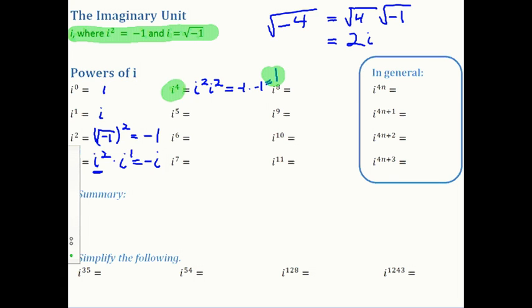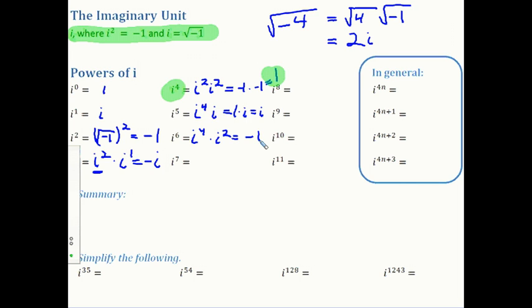So i to the 5th, we can think as i to the 4th times i. i to the 4th, again, we just said that's 1, so we have 1 times i, which is just i. i to the 6th, again, we're going to write this as i to the 4th, which is just 1, times i squared. i squared is negative 1. We see that right across, negative 1, so this is equal to negative 1.